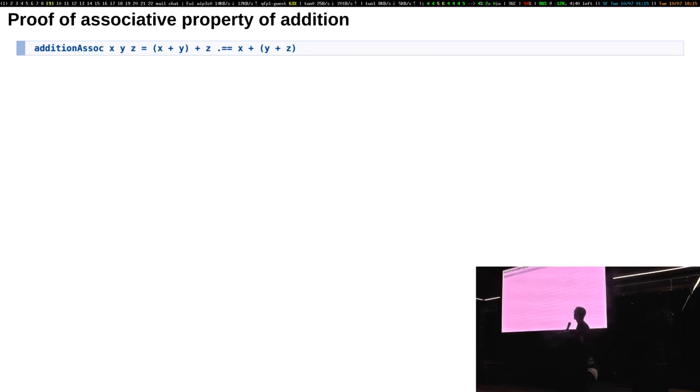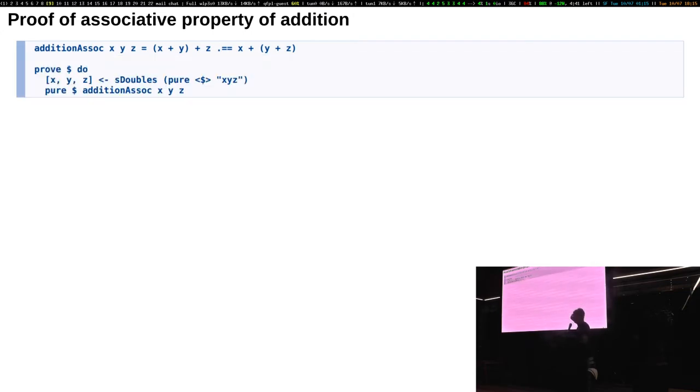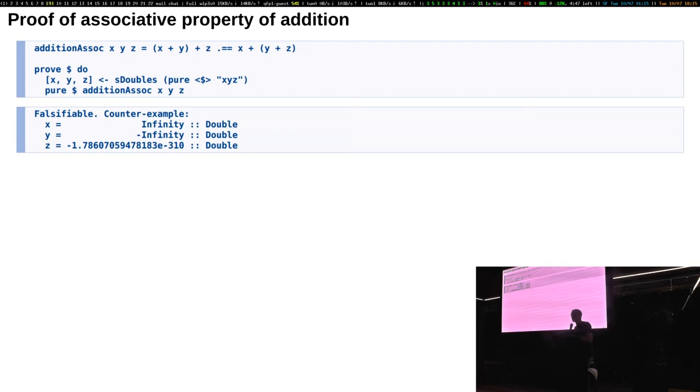Addition is associative. Who wants a refresher on what associativity is? Great. So here's how we ask SBV to prove this for us. So it's prove, and now we're in this symbolic reasoning monad, and we'll say, please give me some symbolic double precision numbers that I want to reason about. And then I have this thing that returns an overloaded version of a Boolean, and that's the theorem that I want to prove. So I just say prove this, and oops. Well, I asked for doubles, so the problem is infinity plus infinity plus negative infinity is not a number, which doesn't appear equal to itself.